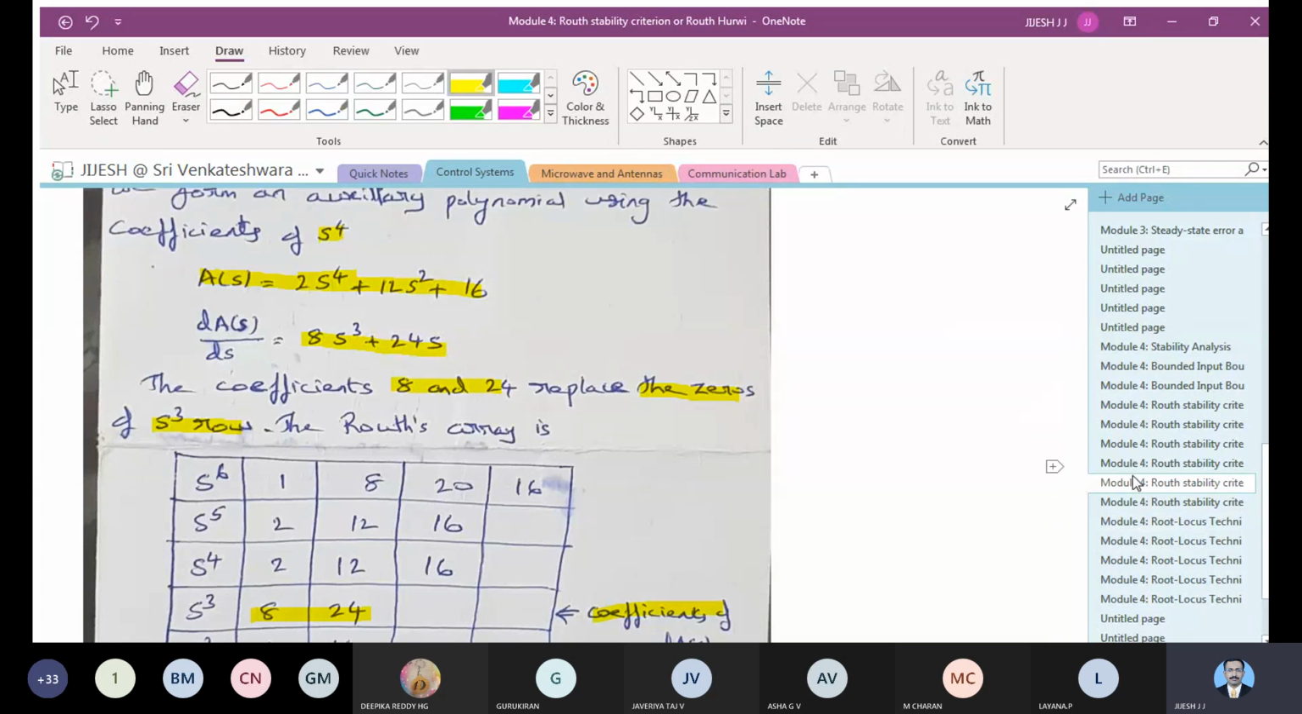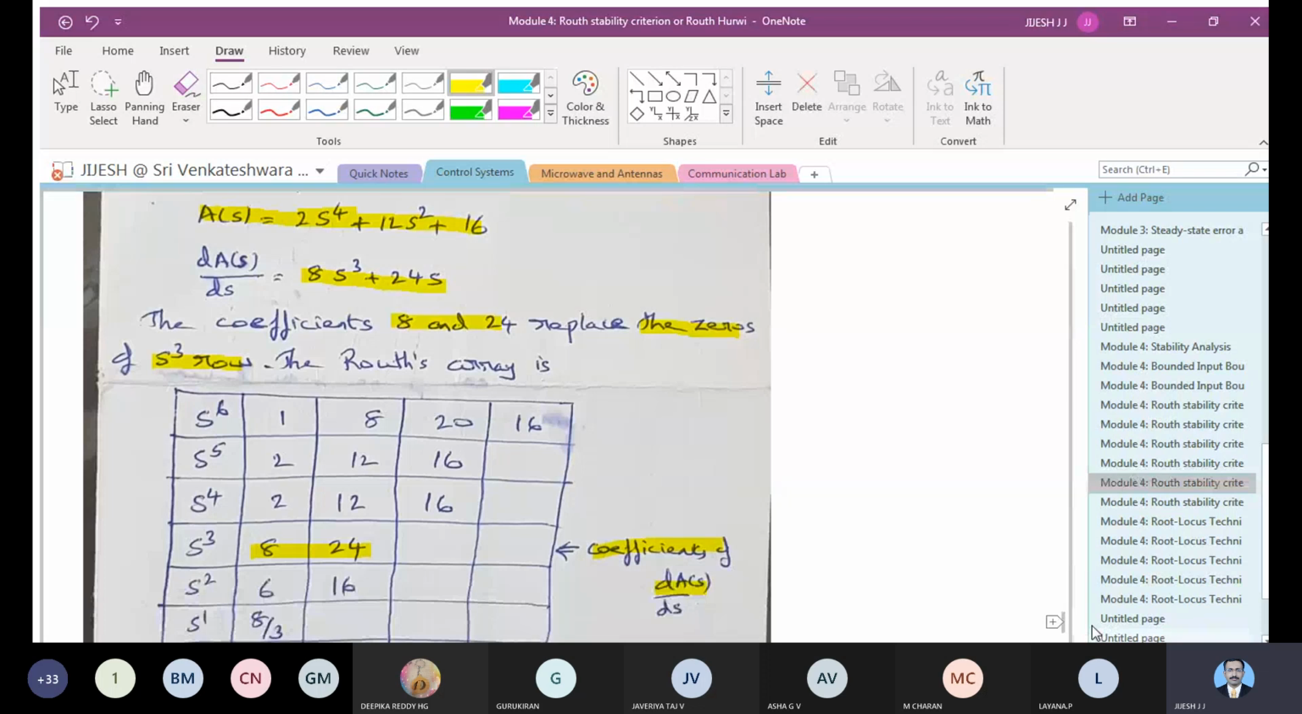Correct. It's correct. Have you got 8 by 3? Yes, sir. Okay. What is the next value? 16, sir.